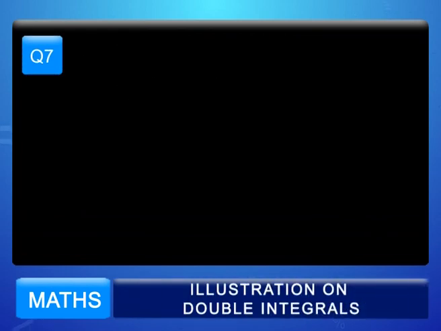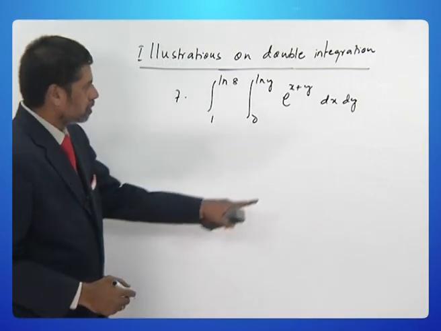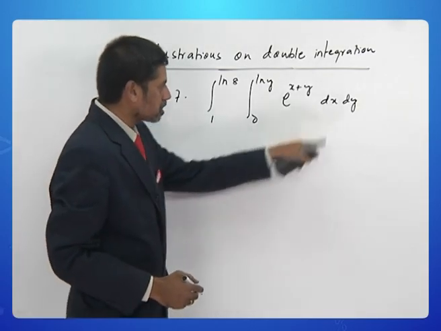Integral 1 to log 8, 0 to log y, e power x plus y. So the correct order should be dx dy. Okay. The first integration with respect to x.